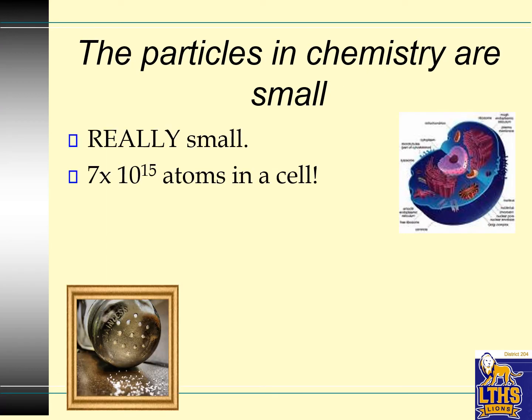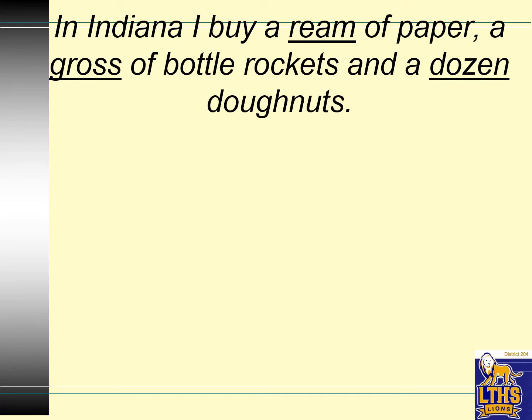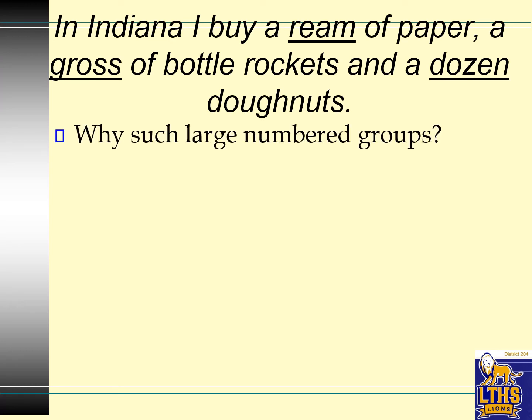Okay, particles in chemistry are really, really small. In fact, if we wanted to count the atoms in one individual cell, which is hard to see even with a microscope, this is how many atoms are in a cell. That's a ton, right? If we wanted to count the particles in grains of salt, there'd be this many. Now you can't even count that high. So let's talk about other ways we group things together. In Indiana, I could buy a ream of paper, a gross of bottle rockets, and a dozen donuts.